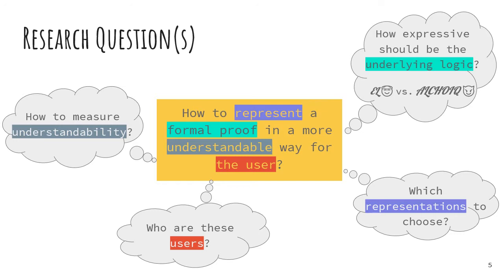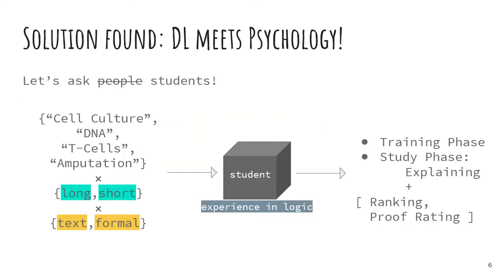Another important point is also, which users do we use? Do we use logicians or do we use common people? And here we need different approaches for making things understandable. So the solution we found was that DL finally meets psychology, and we ask real people, students with experience in logic. Our examples for the studies were chosen from the medical domain.